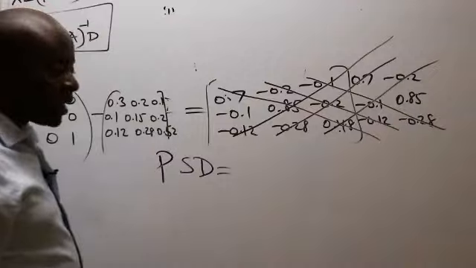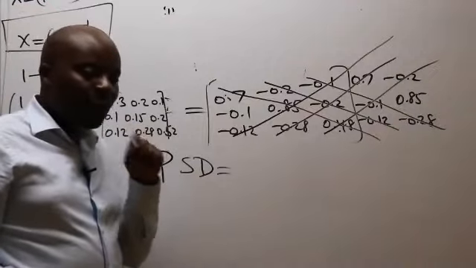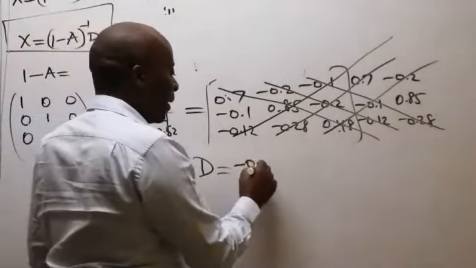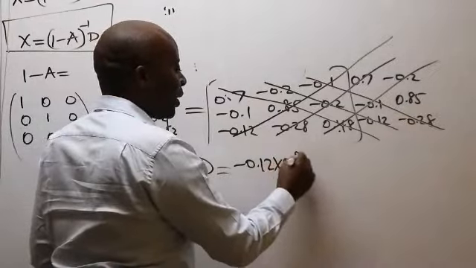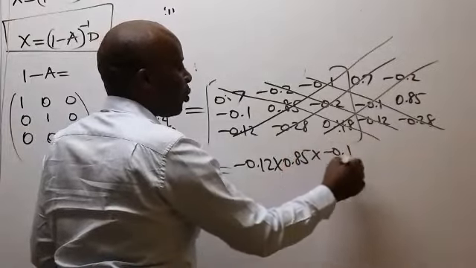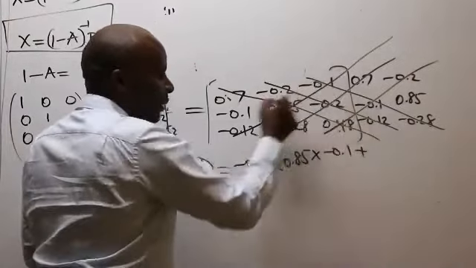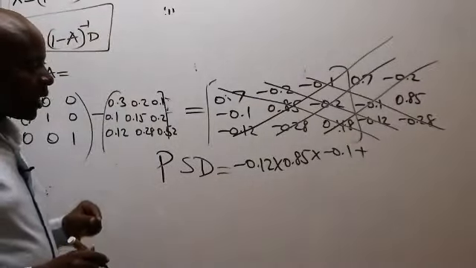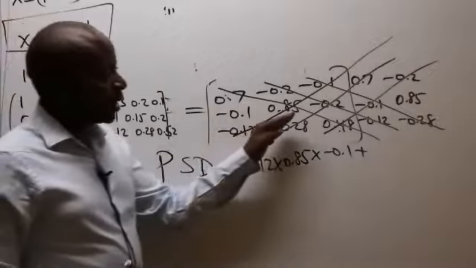So meaning that I've got to be very careful for me not to miss out on a sign. So we have here minus 0.12 times 0.85 times minus 0.1, plus.